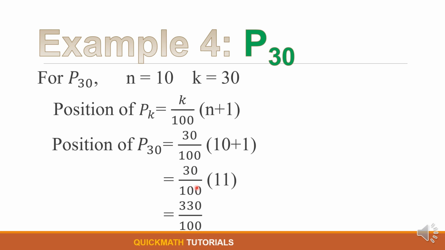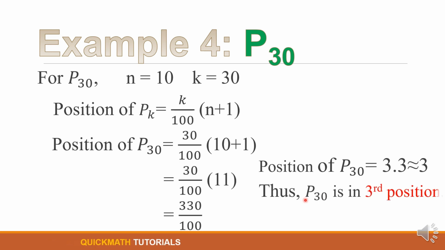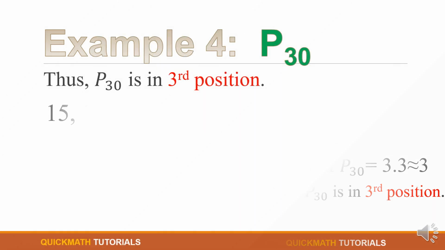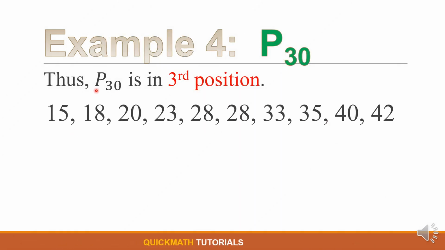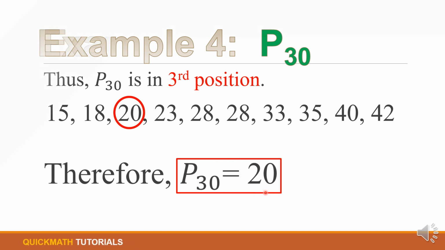11 times 30 is equal to 330. And 330 divided by 100 is equal to 3.3. And we will round it off, it becomes 3. Thus, our p sub 30 is in 3rd position. So going back to our data, since our p sub 30 is in 3rd position, we will count 1, 2, 3. Therefore, our p sub 30 is equal to 20.